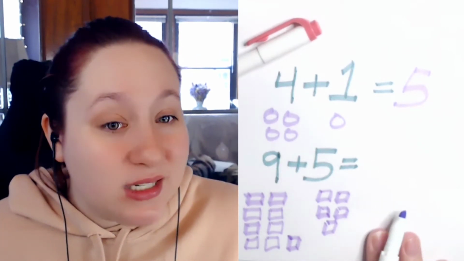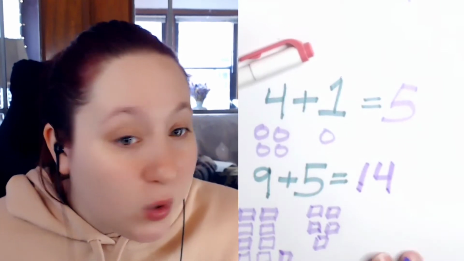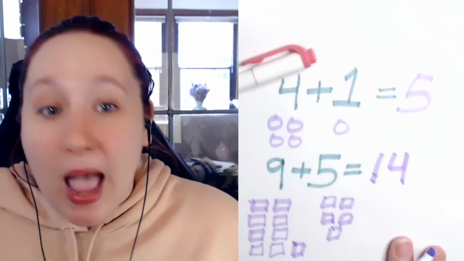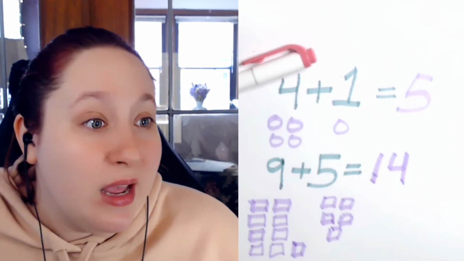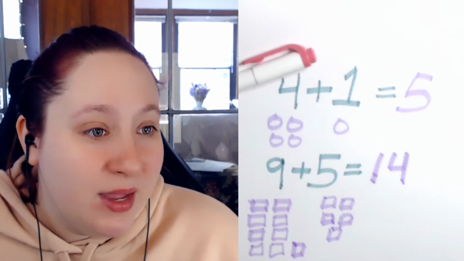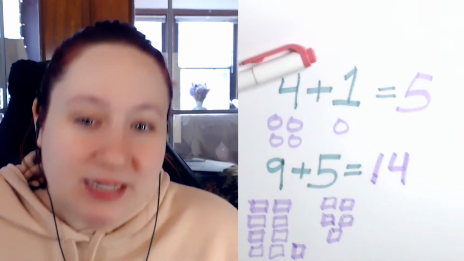Ooh, it's one of our teen numbers. That's pretty big. So we know we now have 14 treasure chests. 9 plus 5 equals 14. Whew, that was a pretty big equation. So now let's try something different.